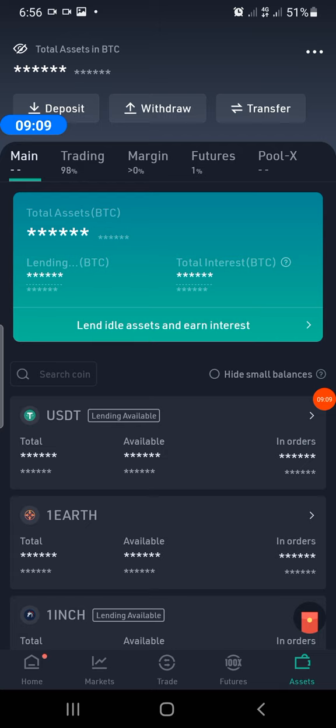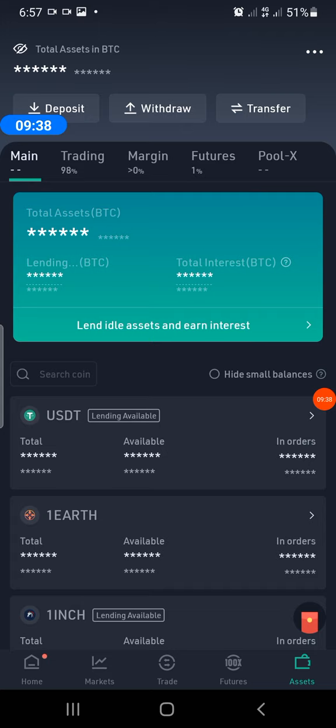Boom, we now have this money in our trading account. If you look through my account, you will find that I have 89% in my spot trading. I blindfolded my account so that no one will be able to see my trading capital and the rest of them. I have 94% in my trading account, and I have 1% in my futures account.